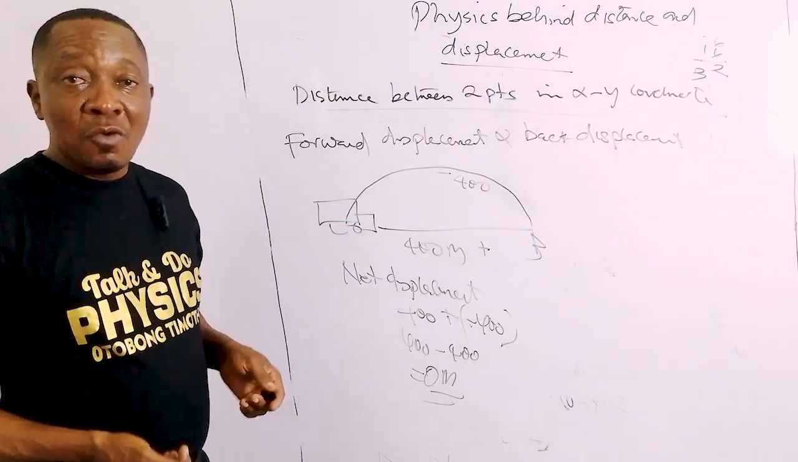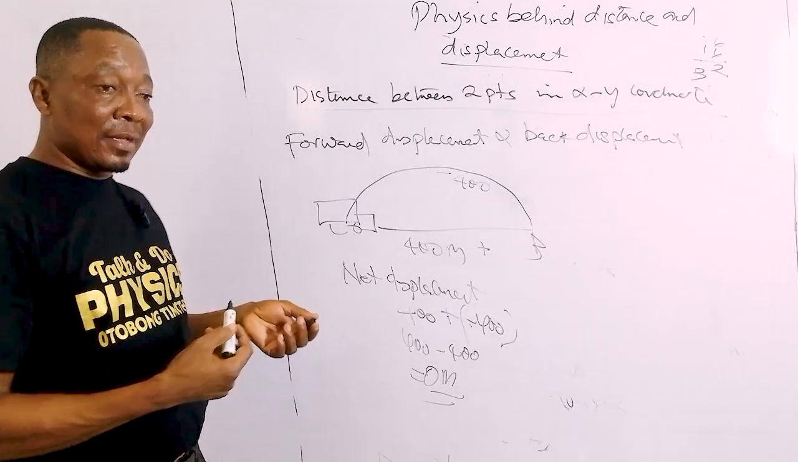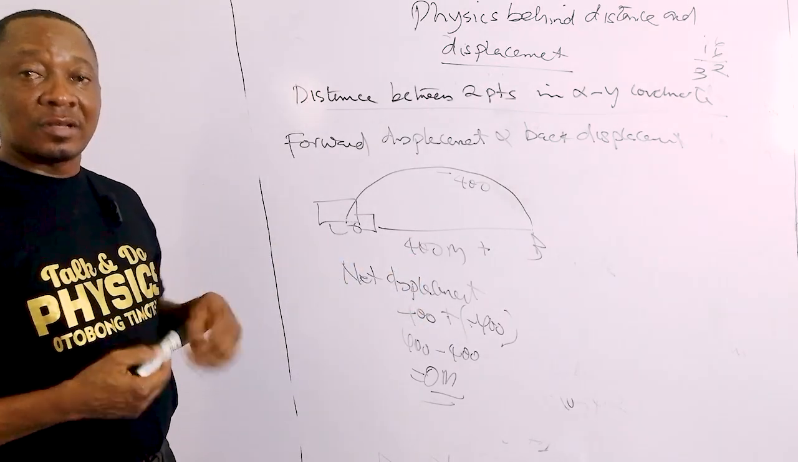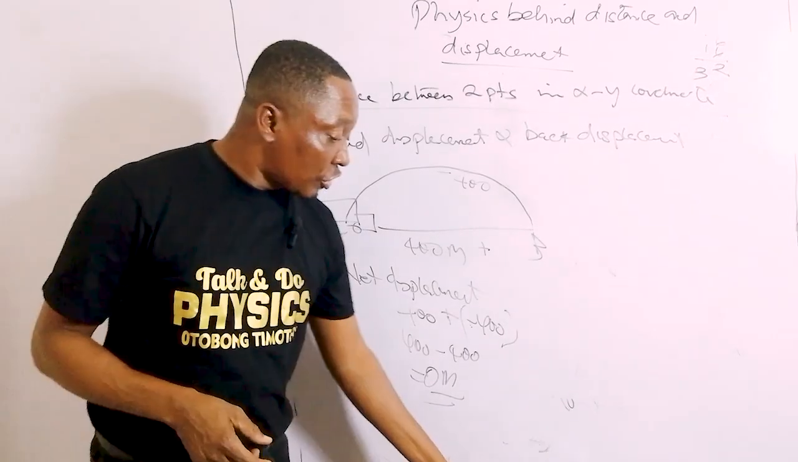So if you are asked what is the net displacement of a car, it's 0, because it returns back to its original position as we move forward and then backward. That is the net displacement, which is 0.